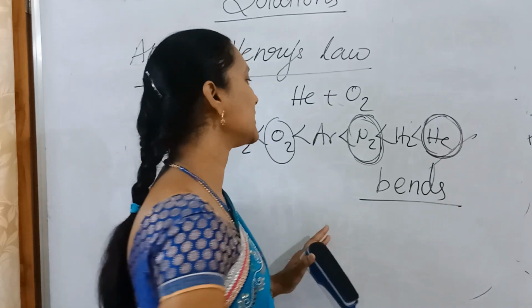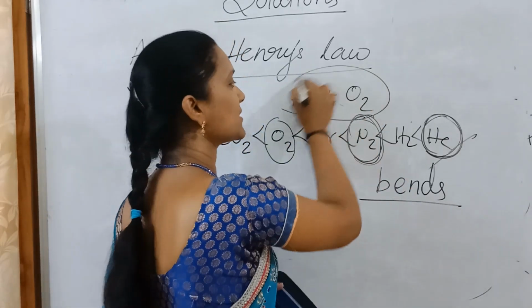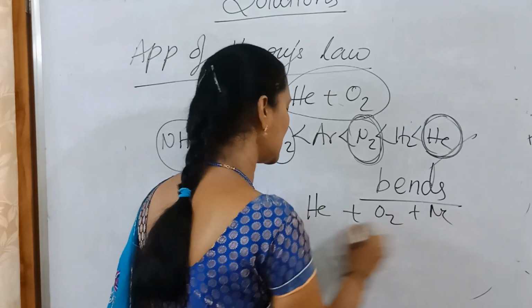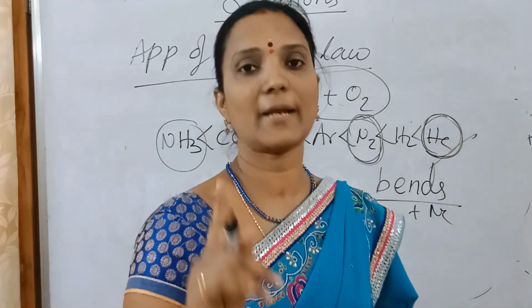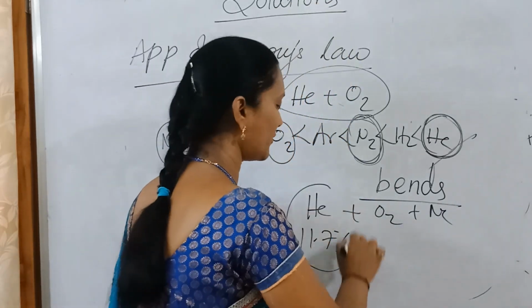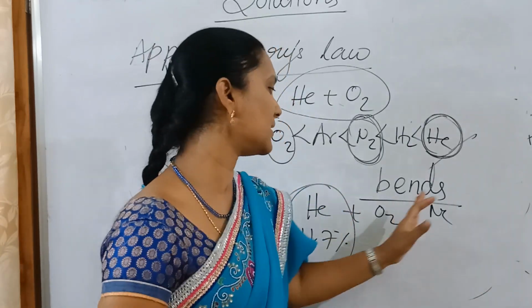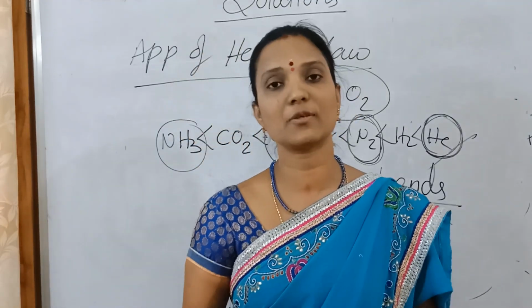So to avoid this, instead of ordinary air, we use a helium-oxygen mixture. In this helium-oxygen mixture, nitrogen is also present at nearly 11.7%. In the textbook that percentage is given, but in practice it is 11.7 to 11.2%. Helium we are using here. So why are we taking a helium-oxygen mixture instead of nitrogen and oxygen?